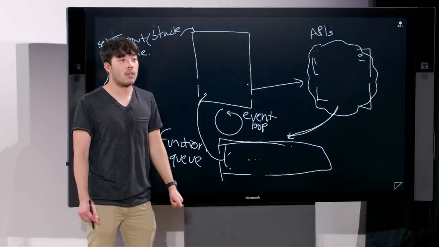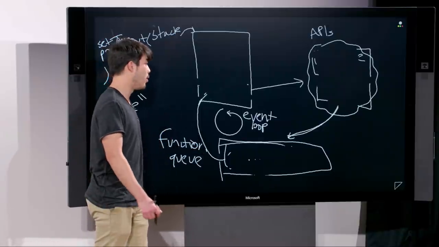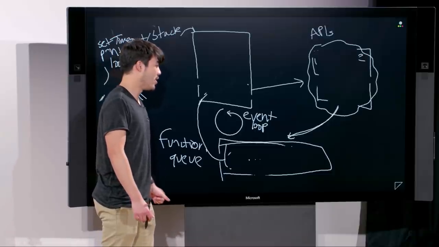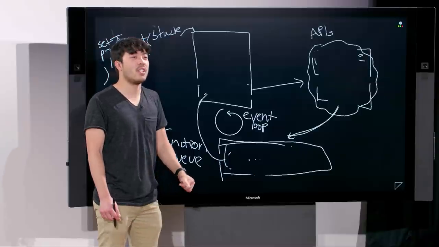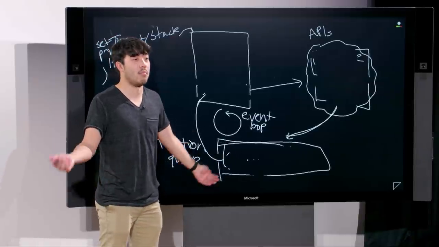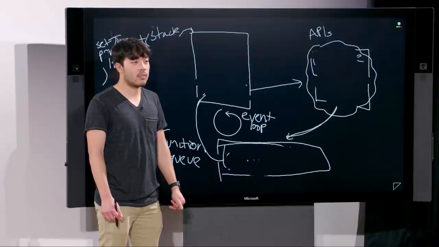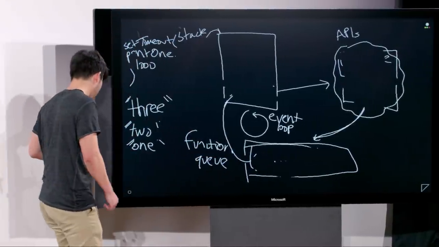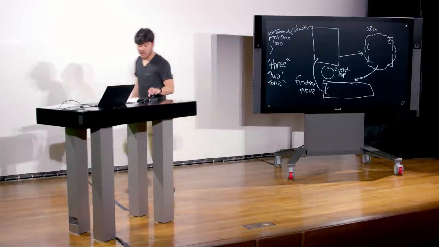Yeah? Is there a limit to the queue? Is there a realistic limit to the queue? No. The limit to the queue is basically what can be held in memory. And so what happens if we run out of memory? Let's have an example that does that.